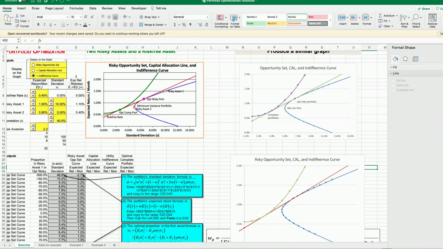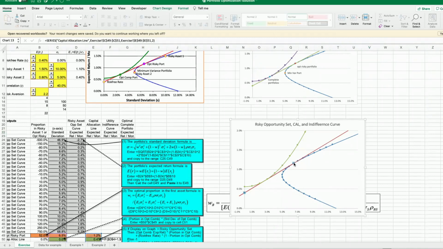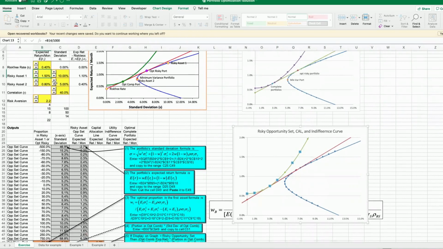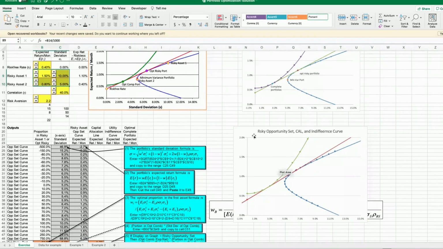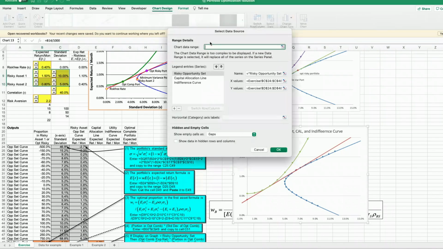So there are 3 special portfolios that we want to highlight in our curve. One is the tangency point of the capital allocation line and the opportunity set. So this will show you the optimal risky portfolio. Second one is the minimum variance portfolio available here. And the third one is the optimal complete portfolio here. That is the tangency point of the indifference curve and the capital allocation line. So we want to show these 3 portfolios here. And also, if possible, showing the risky assets on the graph will also be helpful. So how to do that? We'll just need to add some more data into our graph.